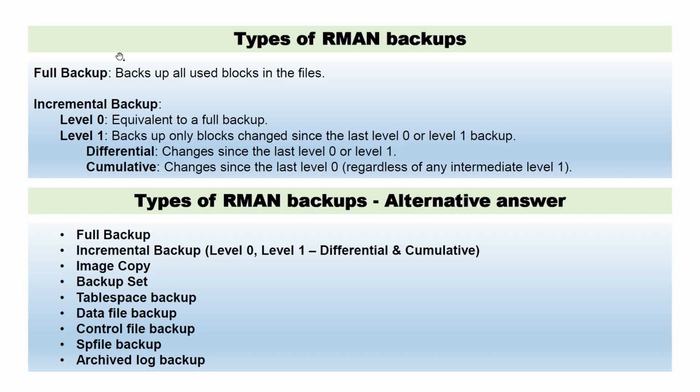Now there is a detailed answer. This is a broad level answer. There is a detailed answer for this question, and the detailed answer is what kind of RMAN backups. So you can have full backups, you can have incremental backups, level 0, level 1, differential and cumulative. You can have image copy backups, backup set backups, tablespace level backups, data file level backups, control file backups, SP file backup, archive log backup. So these are the different types of RMAN backups. Let's see all of these backups one by one and the associated commands with that.